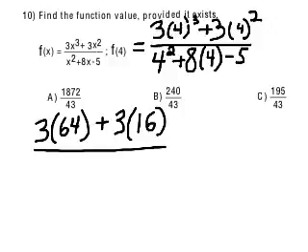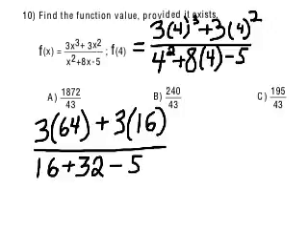Alright, now going down to the bottom, I've got 4 to the second power, so I'll put 16 there. Okay, and since I've already done the exponent, I can do the multiplication, which would come next on the bottom. 8 times 4, 32. And then minus 5.